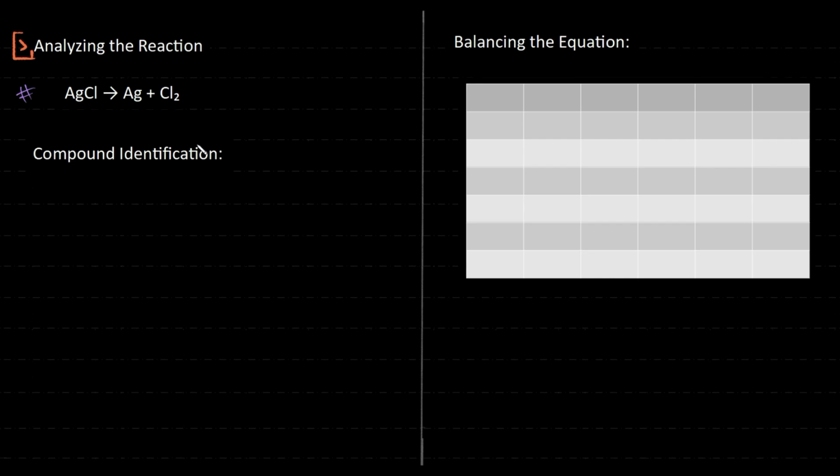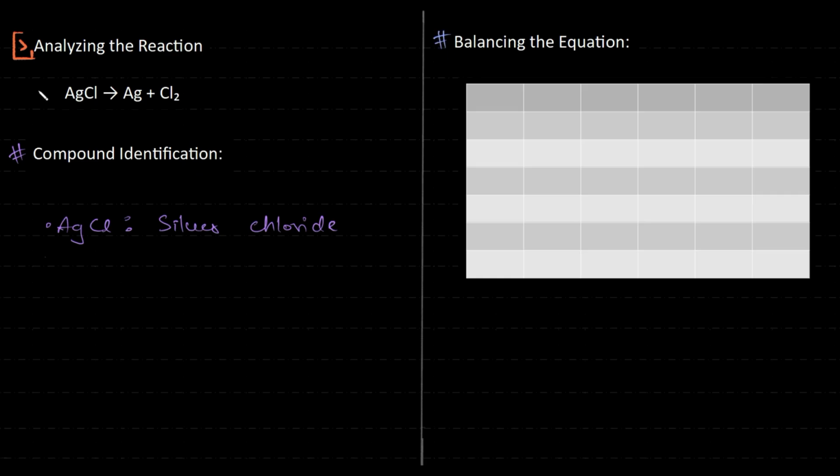So let's look at photochemical decomposition now. What we are looking at is AgCl. So what does AgCl stand for? Ag stands for what? Correct, silver, right? So this is your silver. Then Ag is silver and Cl2 is your chlorine.